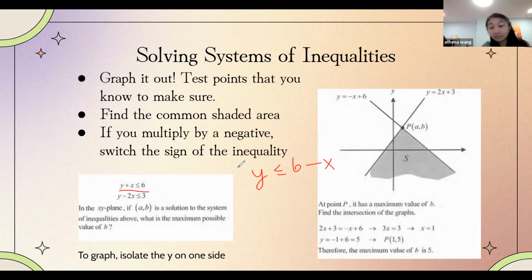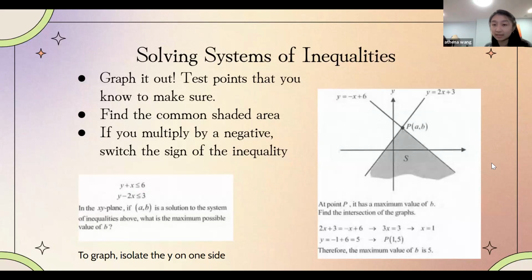So now if we have y is less than or equal to 6 minus x, we first graph y equals 6 minus x, or negative x plus 6. After we graph it, we see that y is less than or equal to it, so the y value has to be less than it or equal to it. And then same for the other side, and then we can just shade in the area that they have in common.